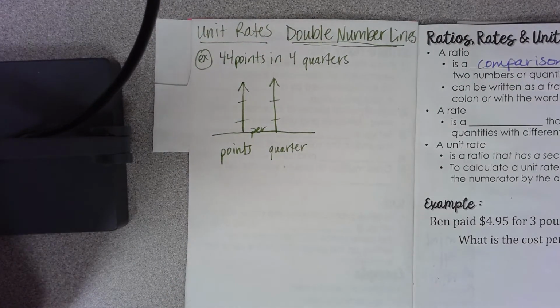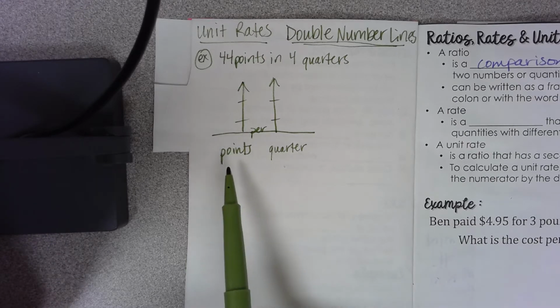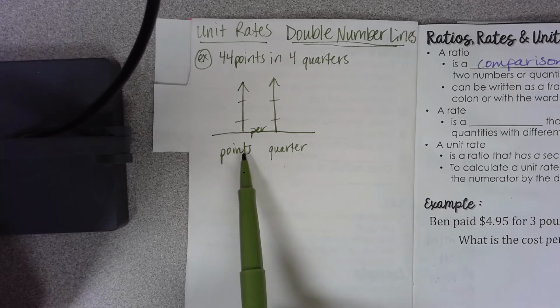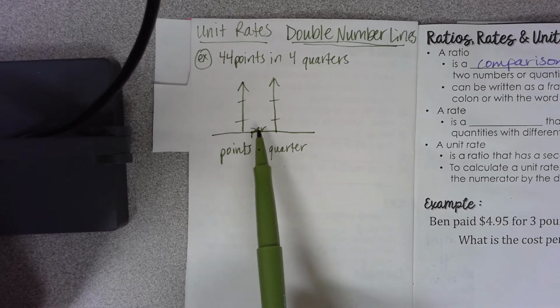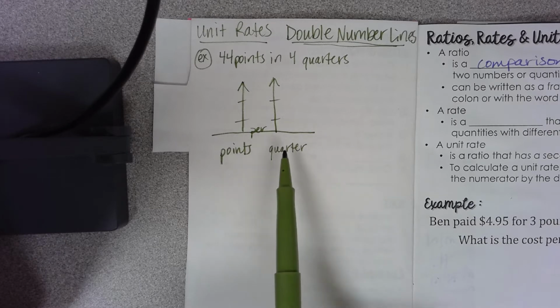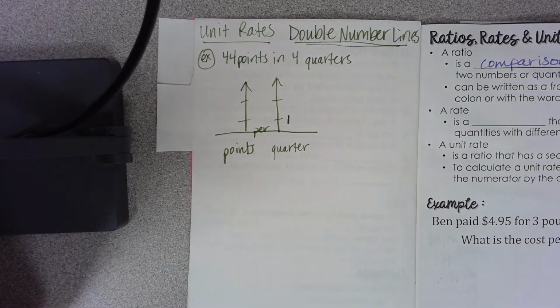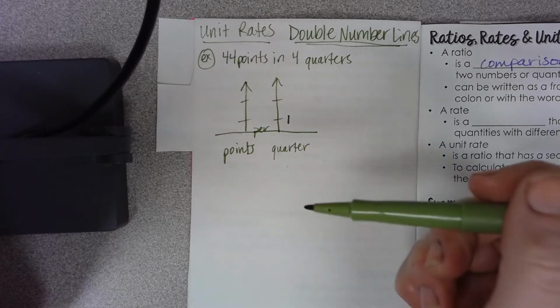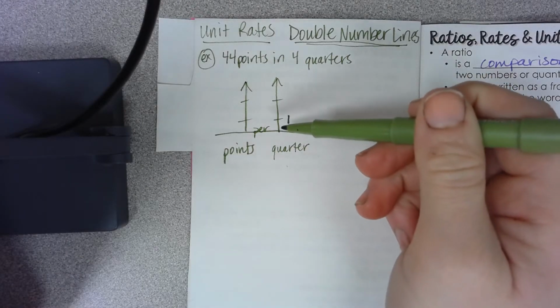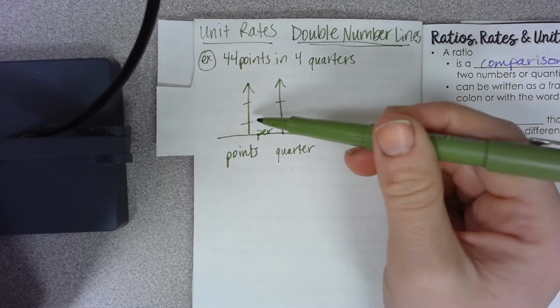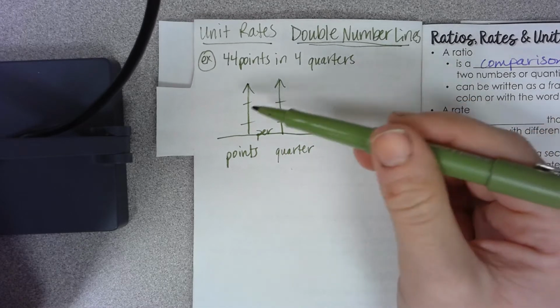Now, unit rates, you're trying to figure out first before you even start, what are you trying to find one of? Are you trying to find 1 point per 4 quarters, or are you trying to find 1 quarter for how many points? Chances are we're trying to find how many points per 1 quarter. So the unit rate we're looking for is the quarter. So I'm going to put a number 1 right there because that's what we're trying to find one of. Now, number lines go in chronological order. In this case, the numbers will always increase as you go up the double number line. So this bottom number should not be greater than these numbers up here.